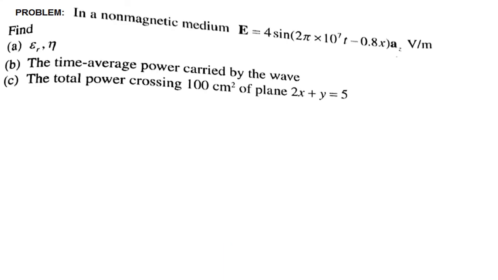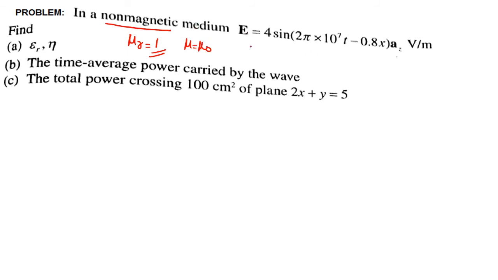Now let's check a problem. They have given a medium, a non-magnetic medium. What is the meaning of non-magnetic medium? Non-magnetic means relative permeability is 1. Okay, so mu will be equal to mu naught. That is the importance of a non-magnetic medium.